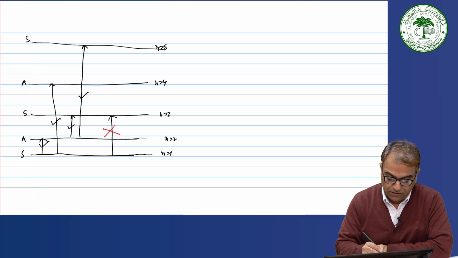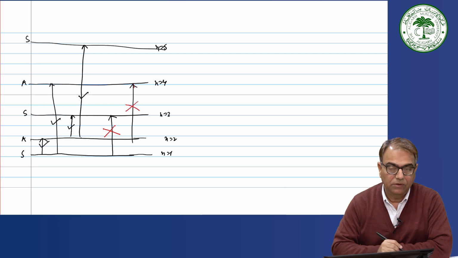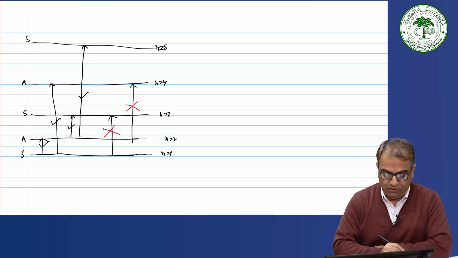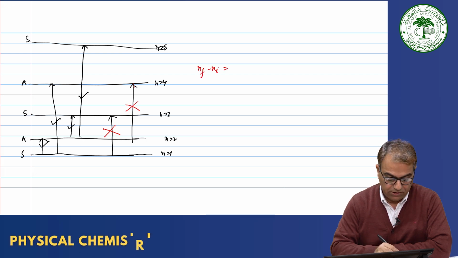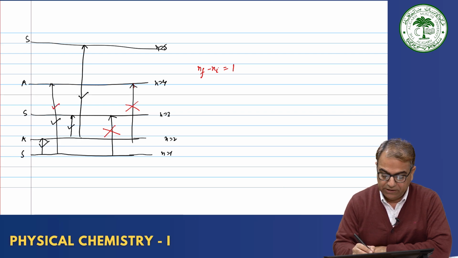But transition from this to this, one symmetric to antisymmetric, is not allowed. Transition from this to this is not allowed. Okay. What does it mean? If you look at this one, NF minus NI is how much? 1. If you look at this transition, what is NF minus NI?